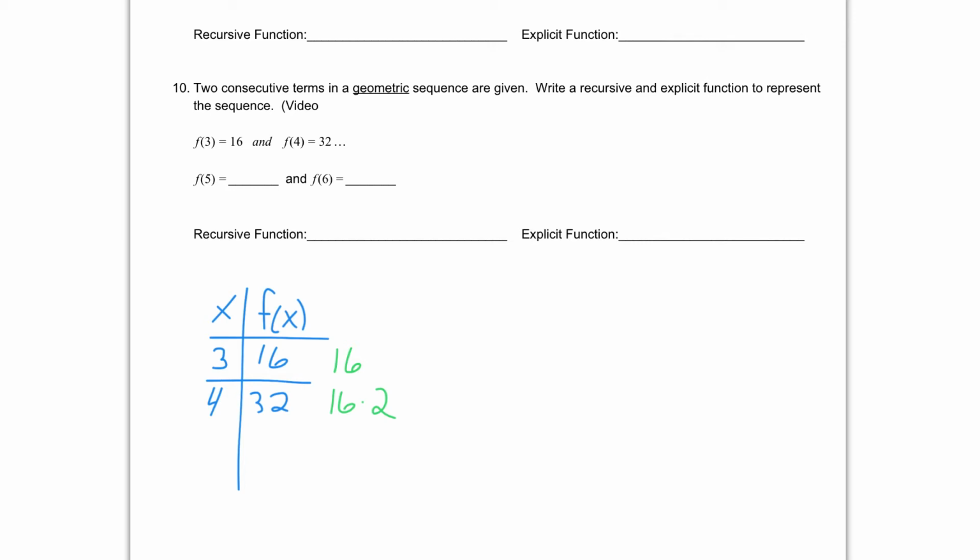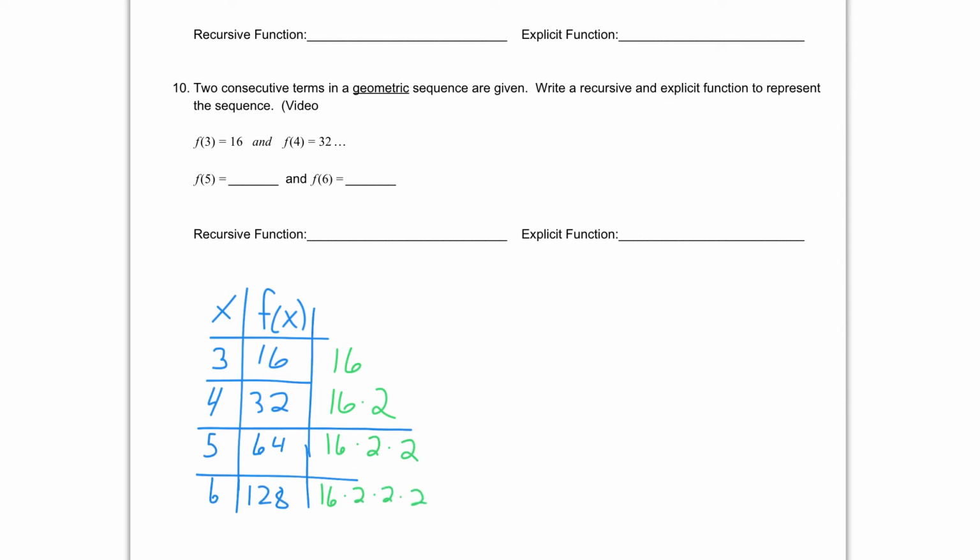If we multiply by 2 again, to get to our fifth term, we would get 64, and we can represent that as 16 times 2 and then times 2 again. And then we also need our sixth term, so we would multiply by 2 again, would give us 128, and representing that, we would have 16 times 2 times 2 and then times 2 again.